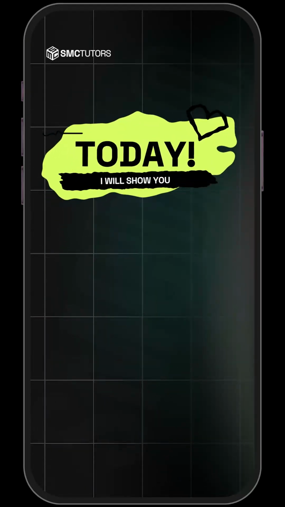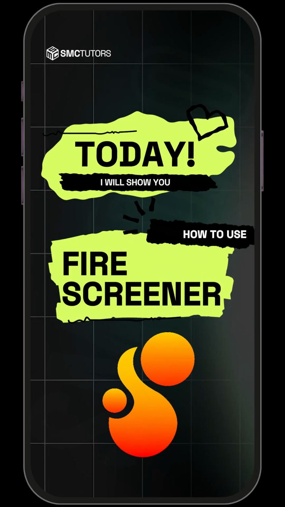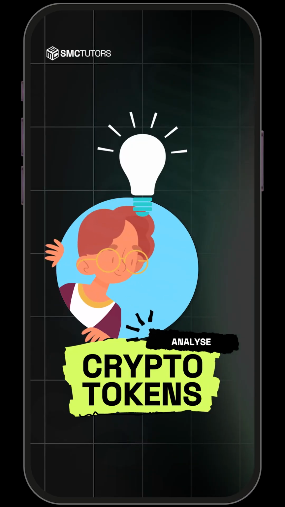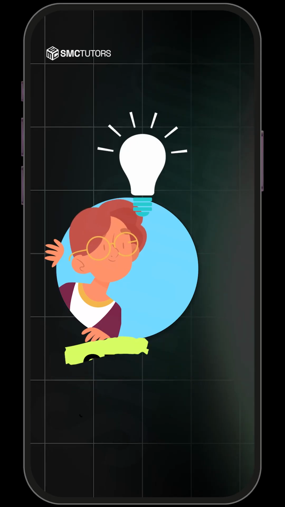In today's tutorial, I'll show you how to use Firescreener as a complete beginner and how to analyze crypto tokens step by step using its analytical tools, chart market data, and token tracking features.